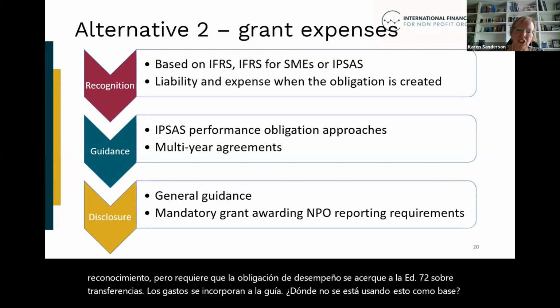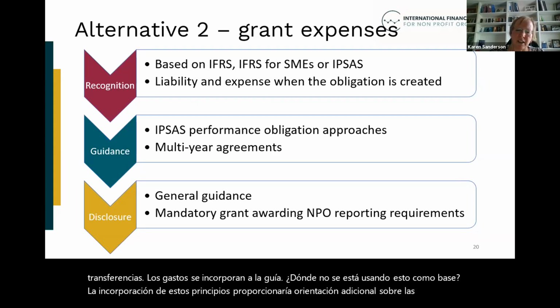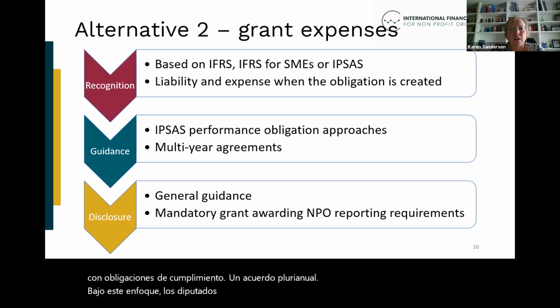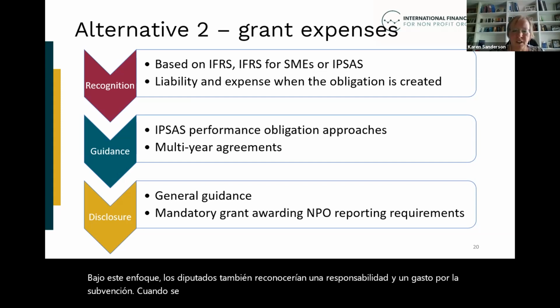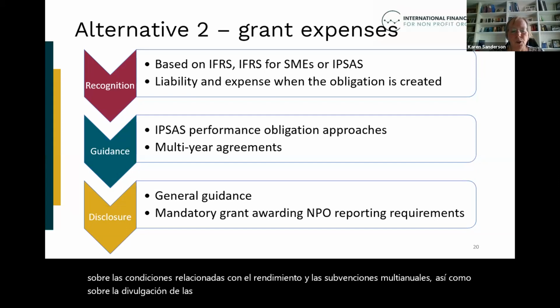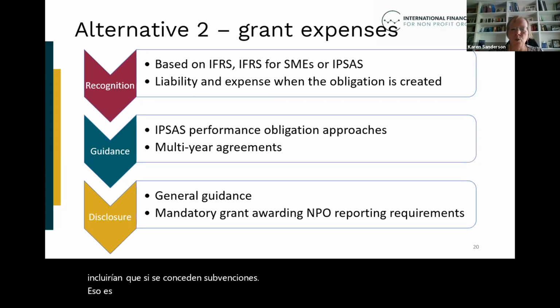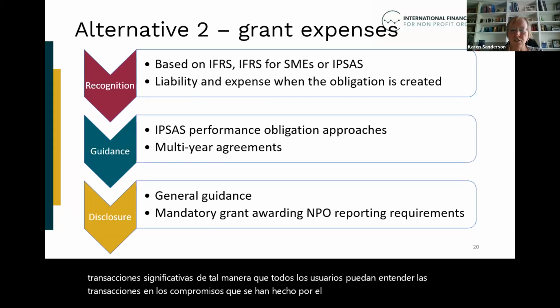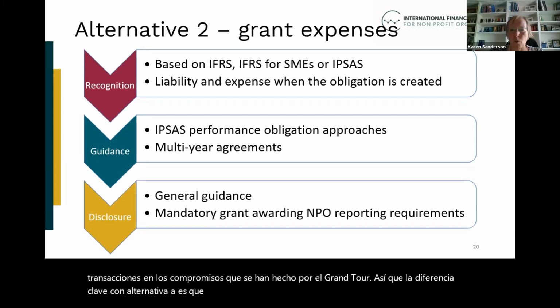Incorporating these principles would provide additional guidance on grants with performance obligations and multi-year arrangements. Under this approach, NPOs similarly would recognise a liability and an expense for the grant when the obligation has been created, be provided with additional guidance on performance-related conditions and multi-year grants, and also on the disclosure of grants-related commitments. It would also include that if the grantor is awarding grants, it will be required to disclose significant transactions such that all users can understand the transactions and the commitments that have been made by the grantor. So the key difference with alternative 2 is that there are mandatory disclosure requirements and additional guidance that follows the proposals in ED 72.